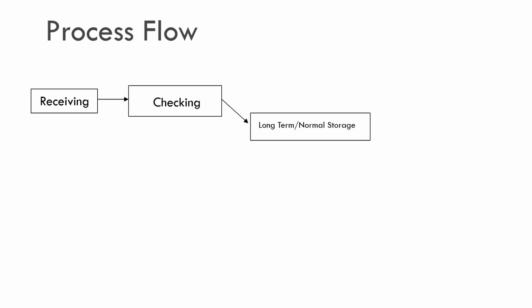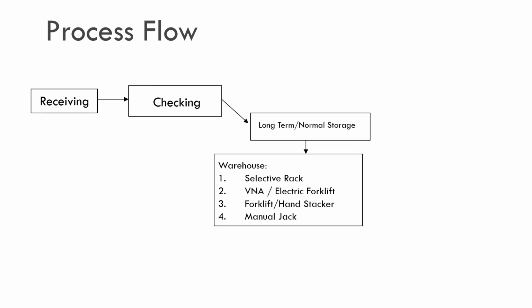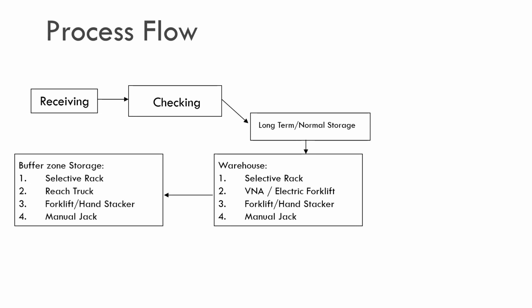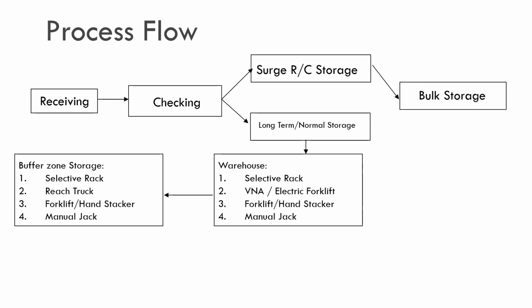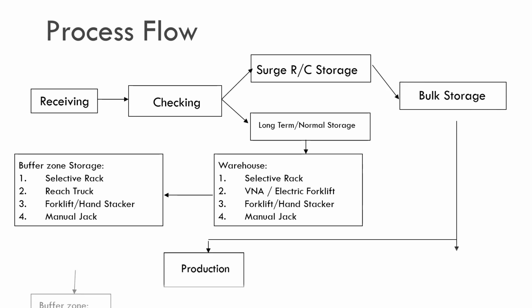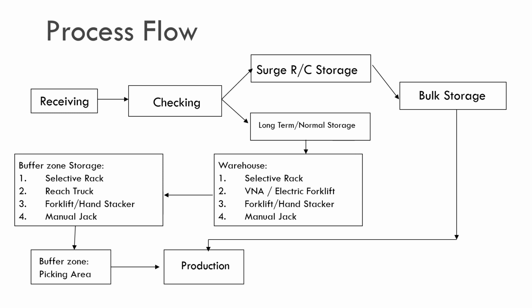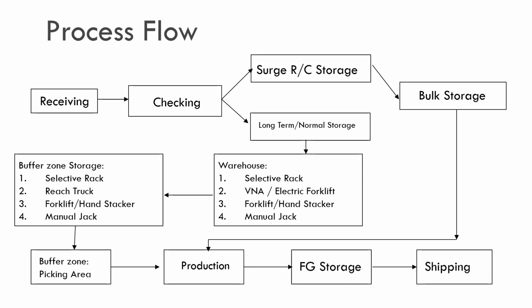Process flow, receiving checking long-term/normal storage. Warehouse. 1. Selective rack. 2. VNA, electric forklift. 3. Forklift, hand stacker. 4. Manual jack, buffer zone storage. 1. Selective rack. 2. Reach truck. 3. Forklift, hand stacker. 4. Manual jack, surge storage, bulk storage, production buffer zone, picking area. FG storage, shipping.